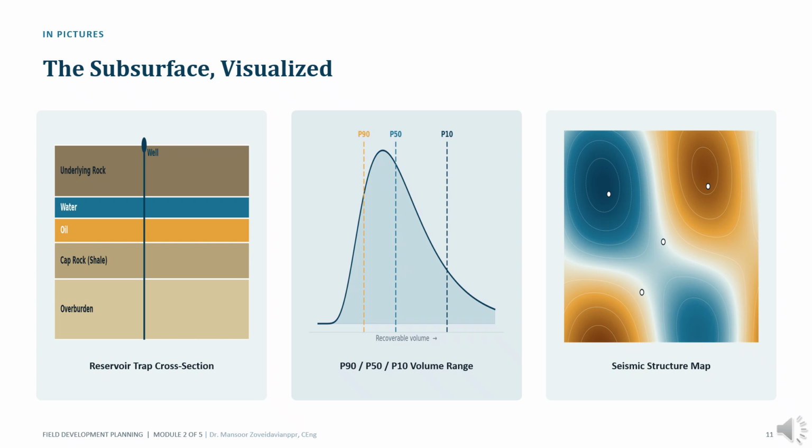This slide brings together several concepts we've discussed throughout the module. The reservoir trap cross-section illustrates the geological framework that controls hydrocarbon accumulation. The P90, P50, and P10 chart illustrates how uncertainty is represented as a range of possible outcomes rather than a single estimate. The seismic structure map demonstrates how subsurface geometry is interpreted and mapped before models are constructed. Together, these images summarize the progression from geological interpretation to uncertainty assessment to reservoir modeling.